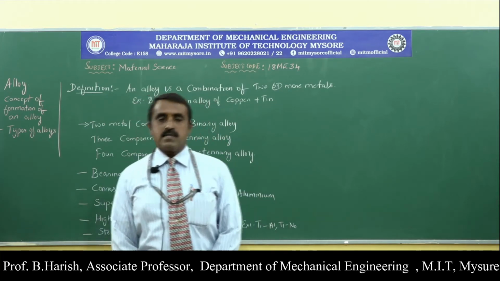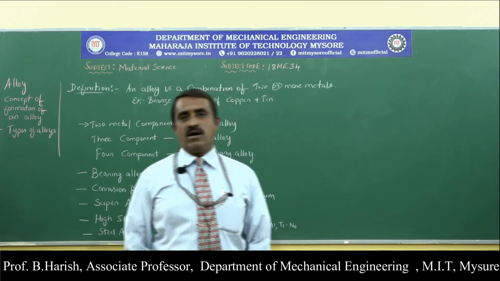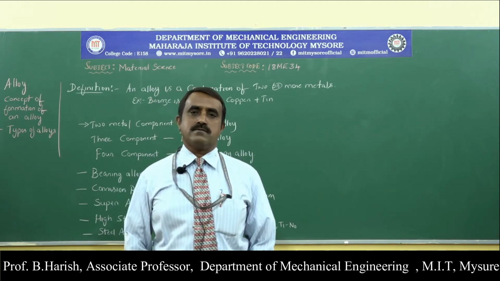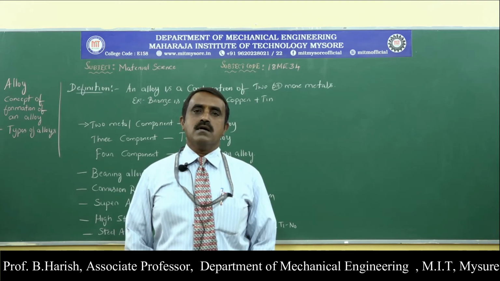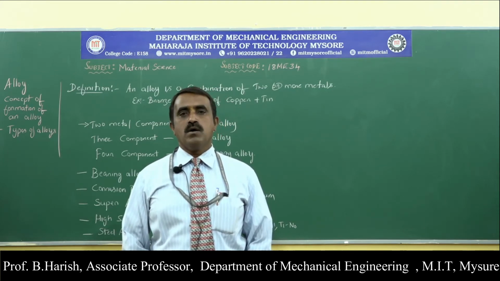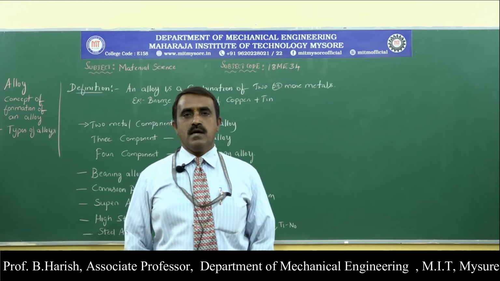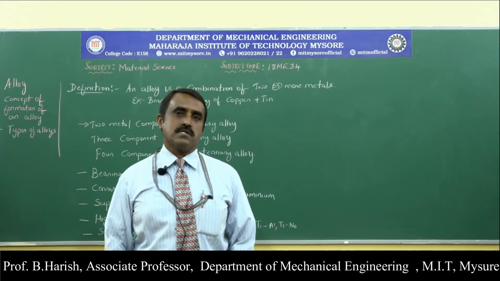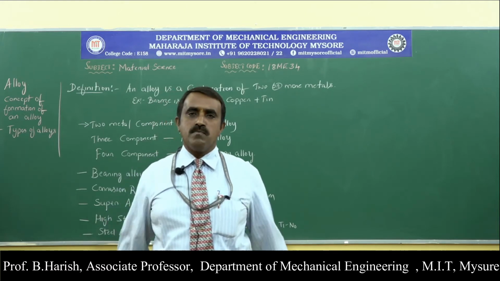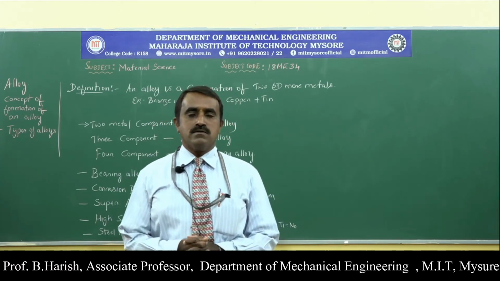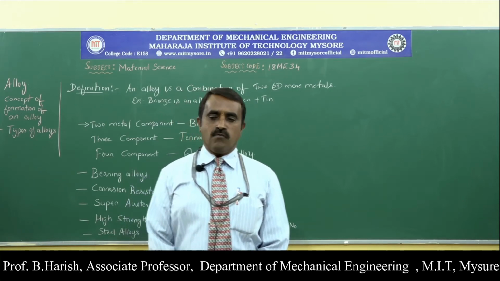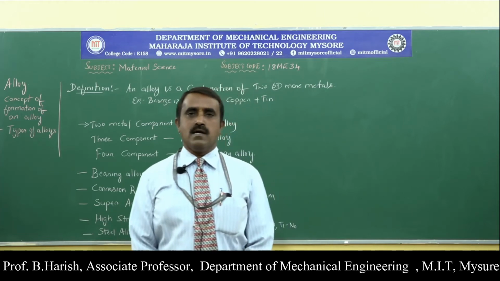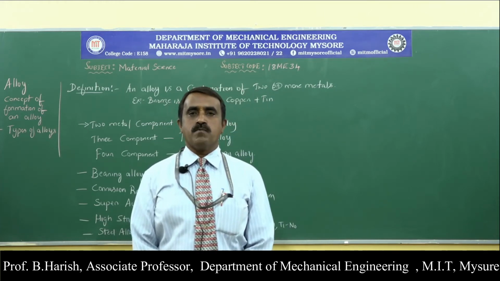Now coming to the first thing, the definition. What is an alloy? An alloy is a combination of two or more metals. Why should we have an alloy? When so many metals are available, why should we have an alloy? If we take certain metals, every metal will have its own properties.